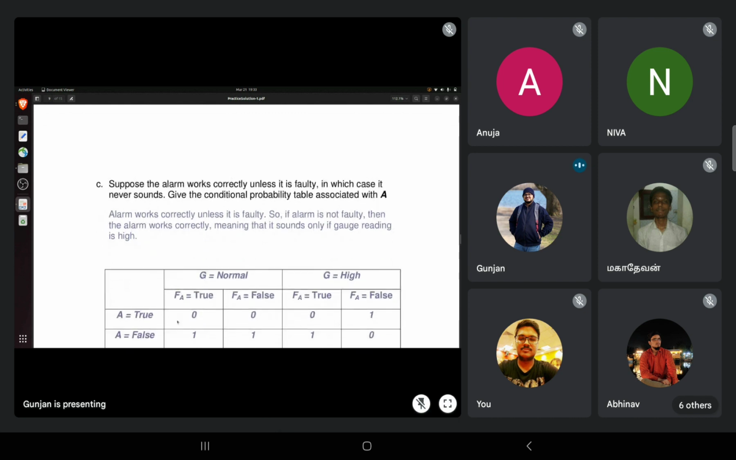So when the gauge is normal but the alarm is faulty, will the alarm go up?